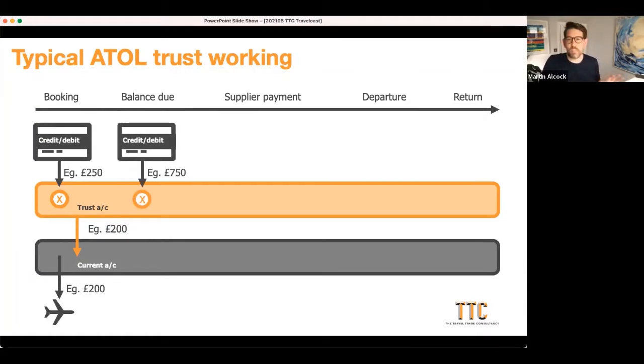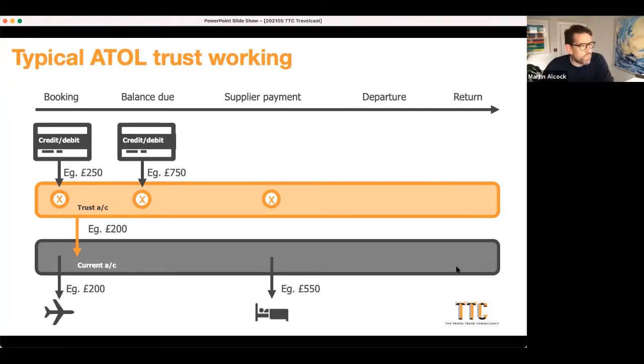And for a simple flight plus hotel type booking, the rest of the money would have to stay in until return. So if you needed to pay another supplier, let's say a hotelier, in advance of departure, then you would have to fund that from your own bank account until the customer had returned, and then you could take the rest of the money out of the trust account.